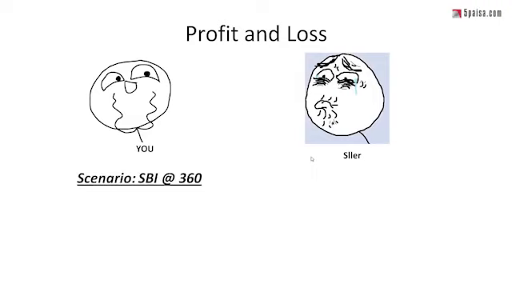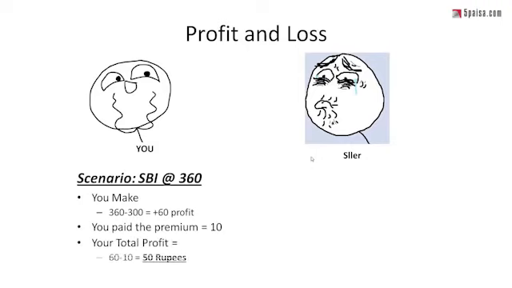So let's just look at one scenario. Let's say SBI goes to 360. You will make 60 rupees profit, which is 360 minus 300, because we said for every 1 rupee above 300, you make 1 rupee, right? But then you paid the premium 10 in advance, so your net profit is 60 minus 10, which is 50 rupees.